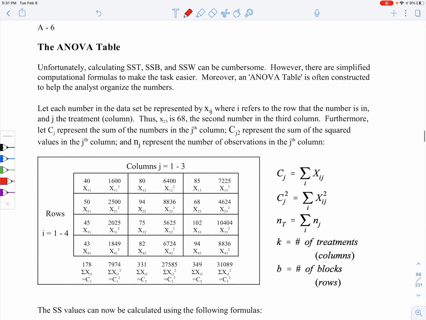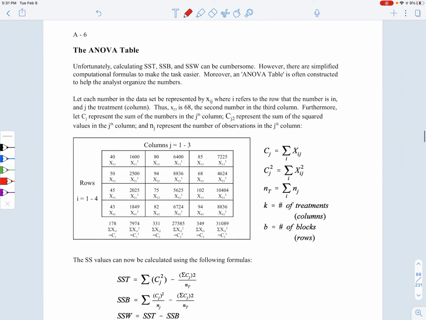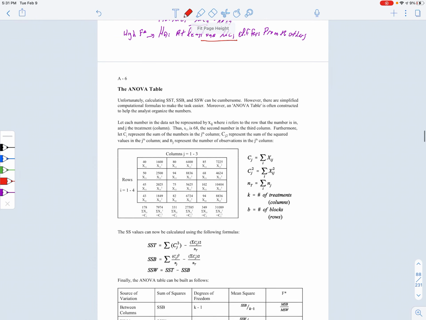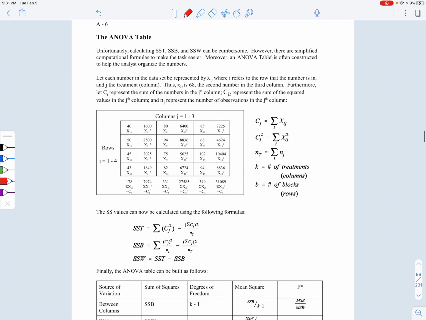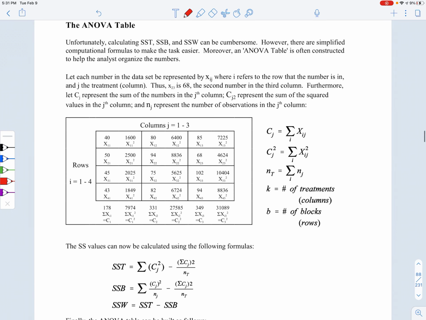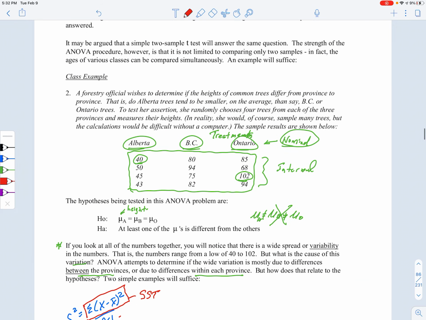Woof, that's a lot. I do want to show you where we're going here in terms of the calculation of these. We come up with something called the ANOVA table. What we do is take the numbers. I'm going back to the example of the trees. So these are Alberta trees, these are BC trees, and these are Ontario trees. Those are the original numbers, 40, 50, 45, and 43, back in our original problem. Just taking you back there.